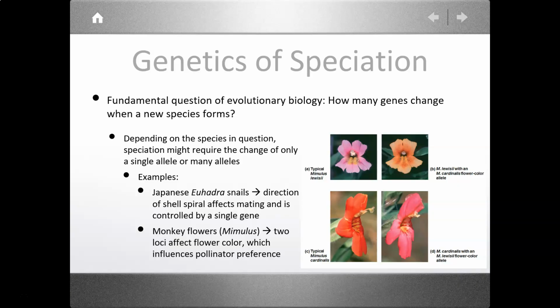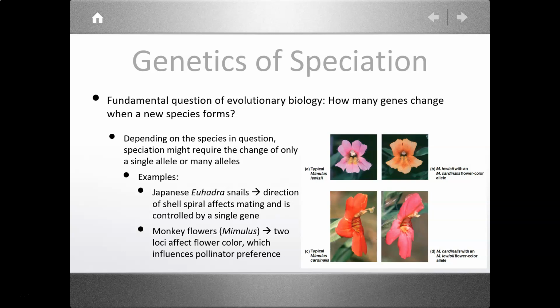And then the fundamental question of just how many genes have to change before we get a new species to form. And once again, the question really is, it depends. We see speciation that requires very few changes, maybe only a single change in their alleles, to other organisms where it requires a lot.